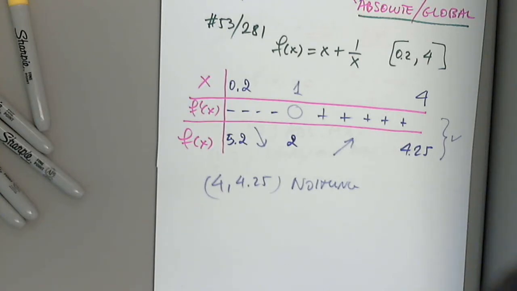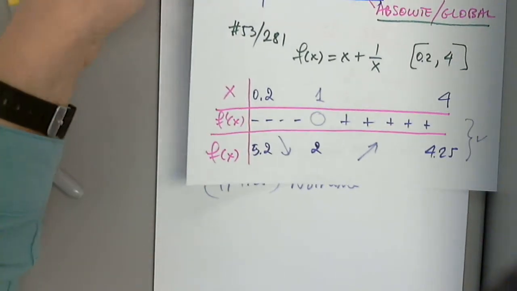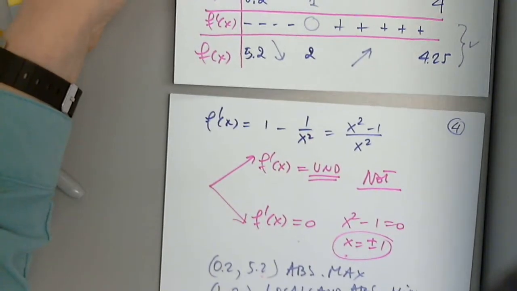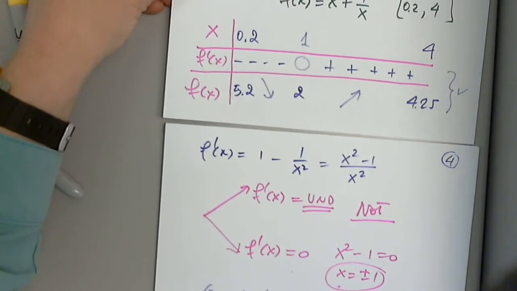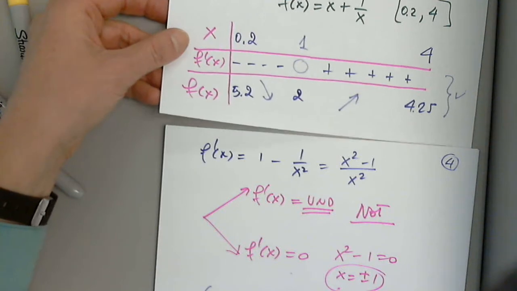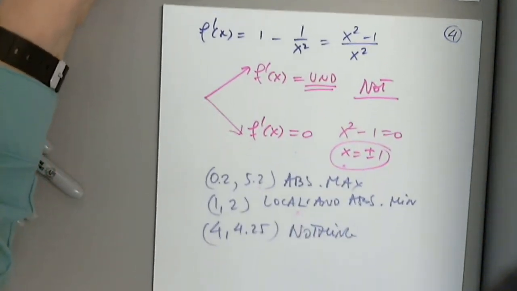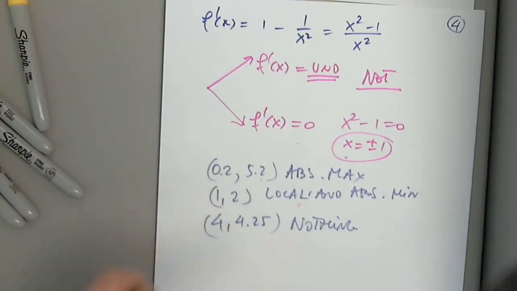Any questions? Yes, Regan? When you're doing the intervals from 0.2 to 5.2 and 1 to 2, how do you know that it's an absolute max and a local or an absolute min? These? Yeah. A very good question. These are not intervals. This is the x value and this is the y value. This is a point. I know it's confusing. You're right. I should have said that. So this is a point. 0.2, 5.2. 1, 2, and 4, 4.25. These come from the table.